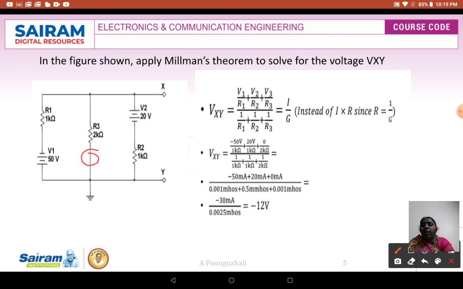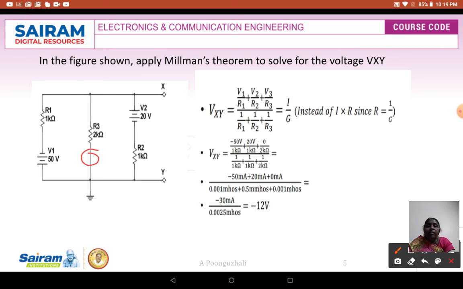So here the polarity of the battery is going to be reversed, so it is minus to plus. So we write it as minus 50 divided by 1K plus 20 divided by 1K, plus 0 by 2K, divided by 1 by 1K plus 1 by 2K plus 1 by 1K. So if I find this out, it is minus 50, with K being 10 power 3 going up, so finally it is going to be minus 12 volts. So the voltage is going to be minus 12 volts.